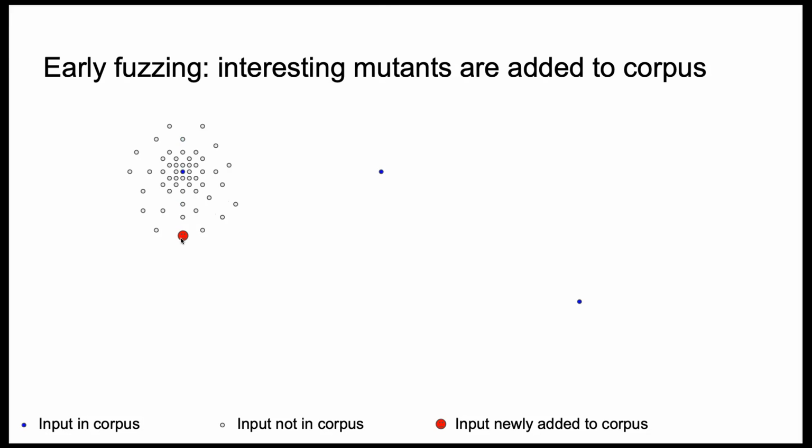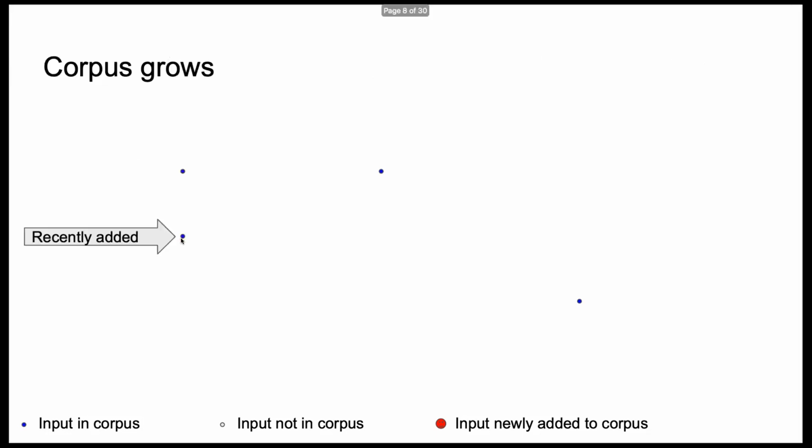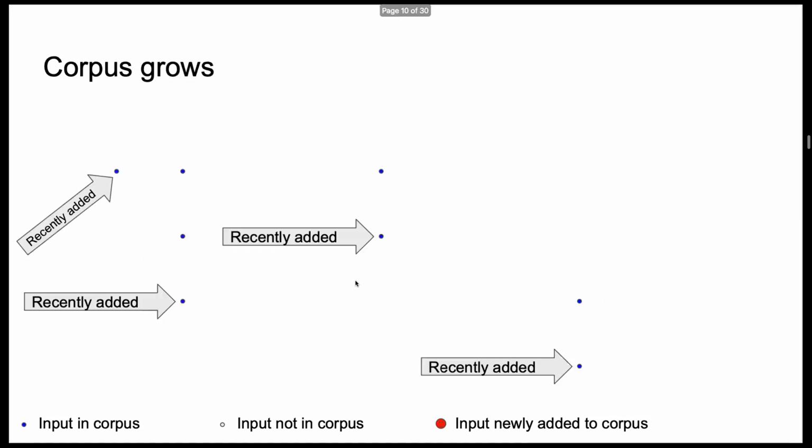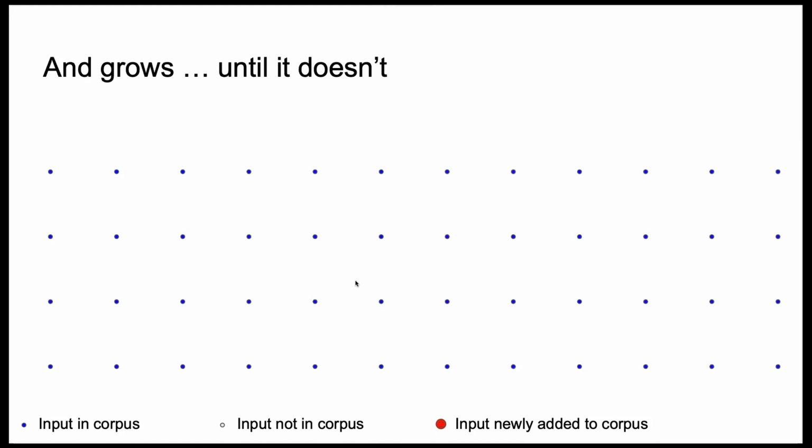We add this new input to the corpus, and so after this first round of fuzzing, our corpus now has 4 elements, one of which is just freshly added. And rinse and repeat, we do the same process every time, and eventually we add more and more and more inputs to the corpus until we don't.